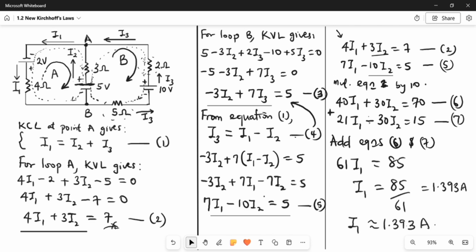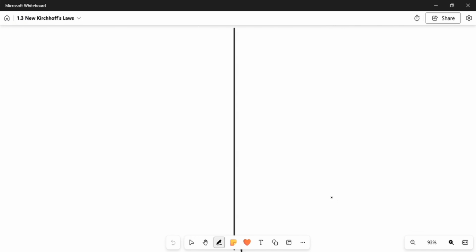Let's move on to solve for I2 and I3. Now recall equation 2.